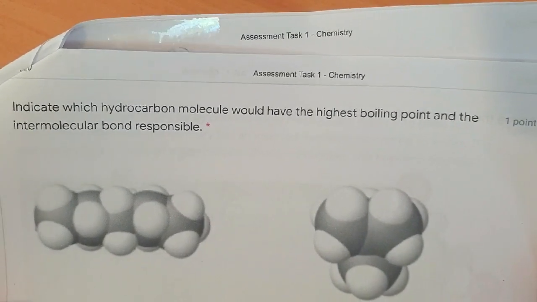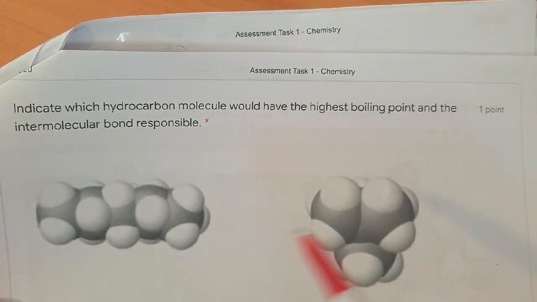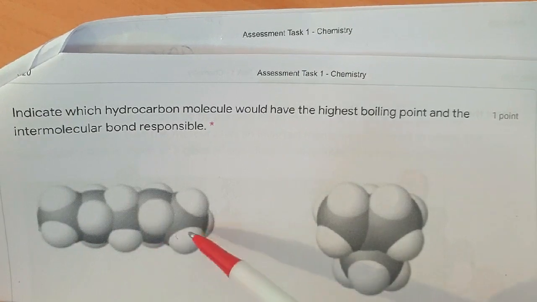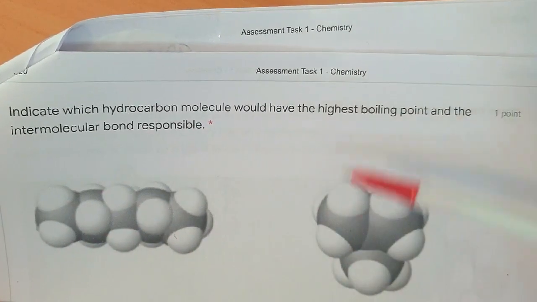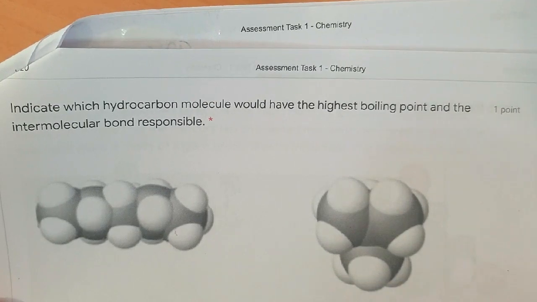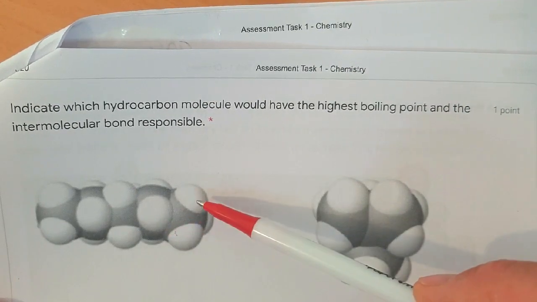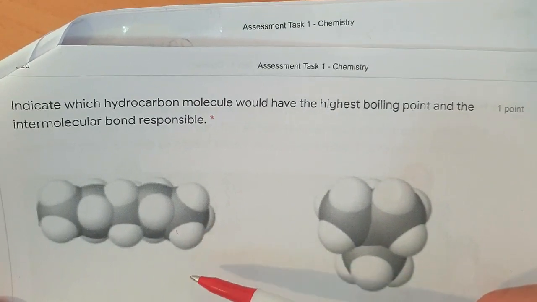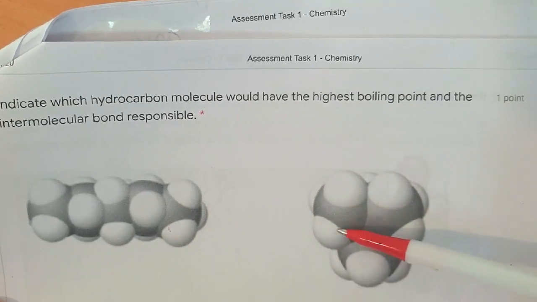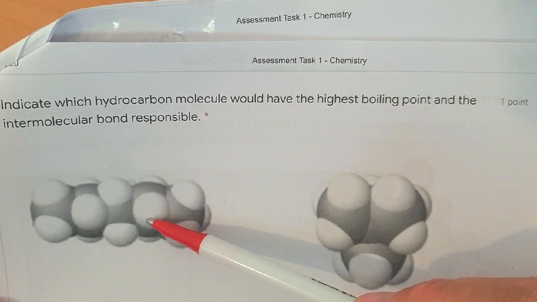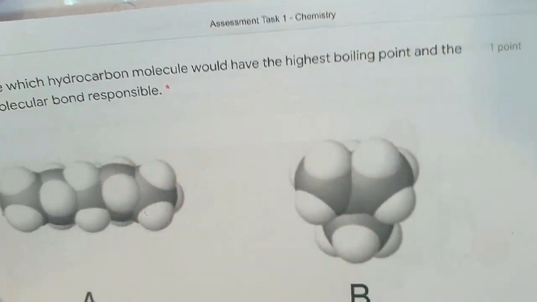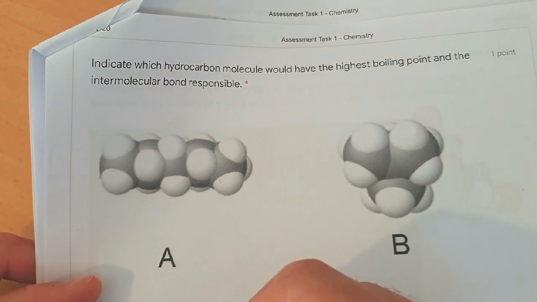Which would have the highest boiling point? Well, if you have a look, they've both got the same number, 1, 2, 3, 4 carbons here, and the hydrogens. So they're both non-polar, so dispersion forces are going to be responsible. But which one of these two will have the largest dispersion forces? Well, the one with the greatest surface area, you'll get a bigger differential of the charge on the atom. So that would be a dispersion. Okay.